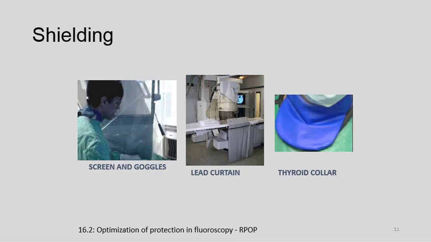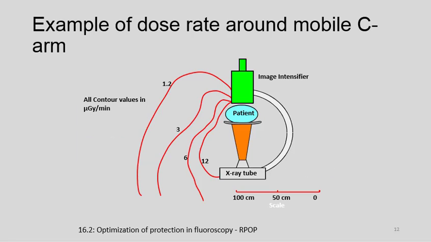Shielding, we've mentioned that, important. And one other important piece of information to know is that radiation is not a constant variable around the X-ray tube, the source of the X-rays. It varies because most of the radiation you receive is patient scatter.